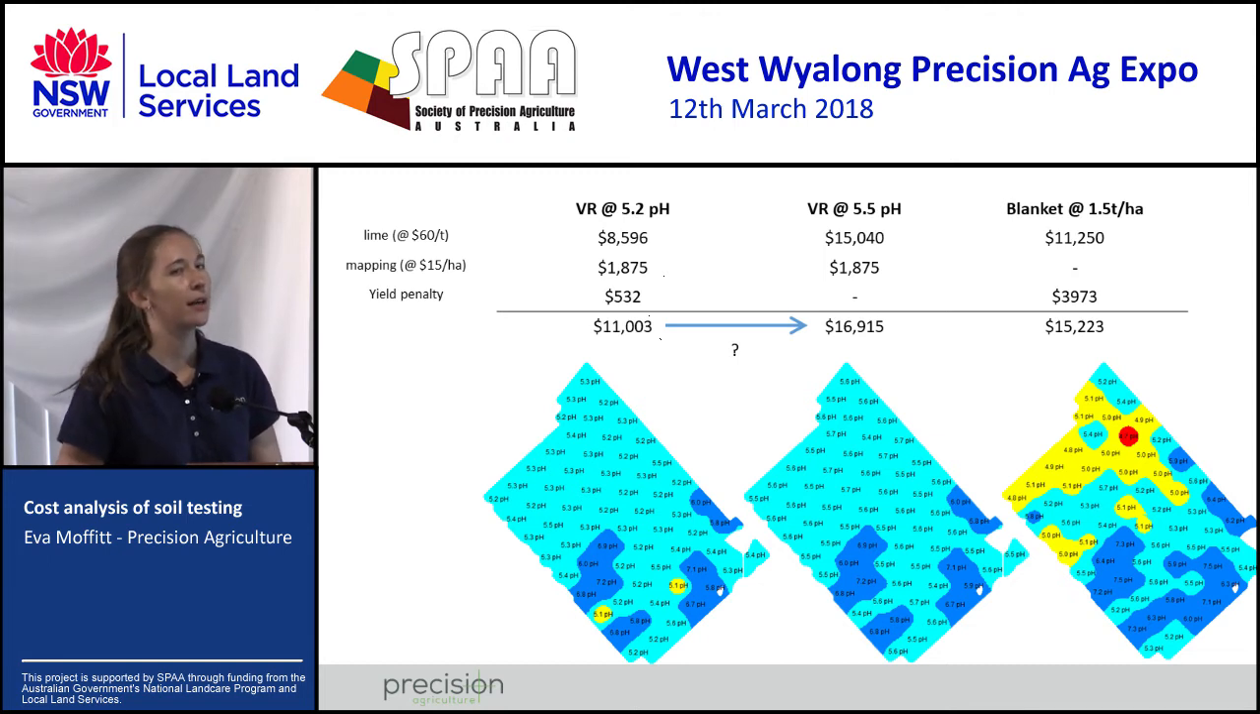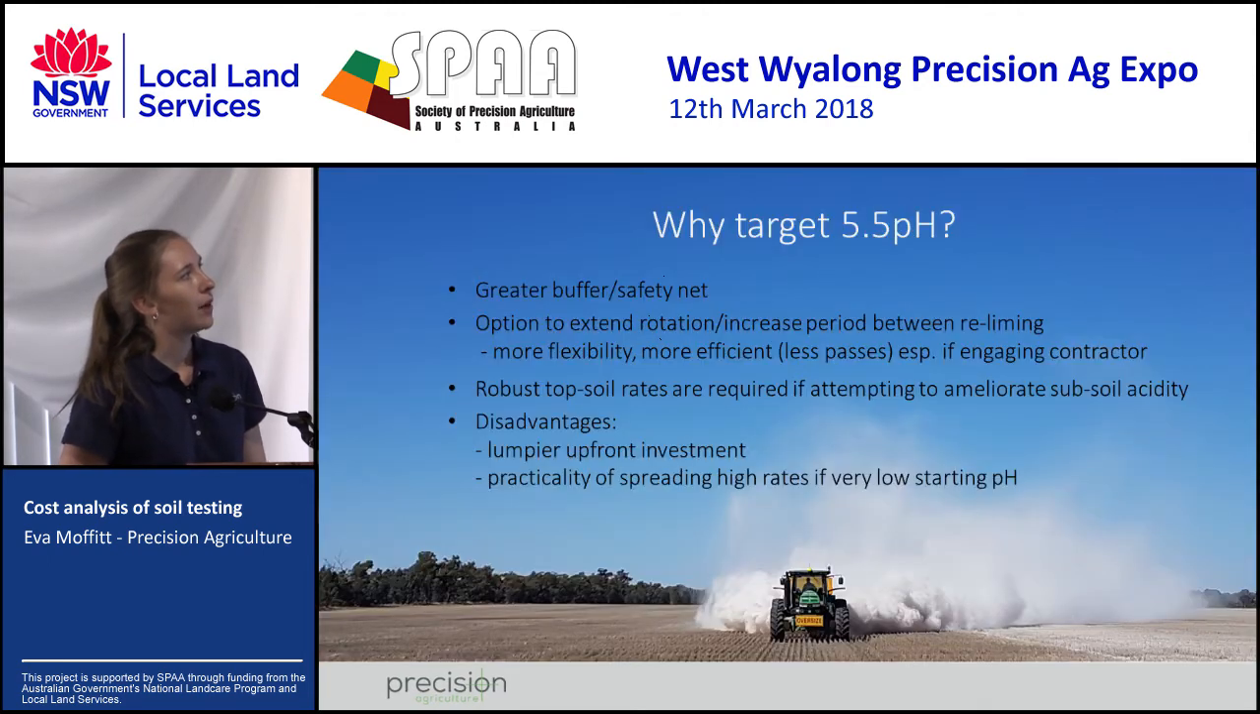So why would we target a 5.5 instead of a 5.2 when it's cheaper? I've put a few comments in here. It's giving us a greater buffer or a safety net, which gives us the option to extend our rotation or increase the period between reliming. Say we got down the track and we thought, it's time to relime, but it's been a tighter year and we don't think we can afford it this year. Well, we've got that buffer or safety net.